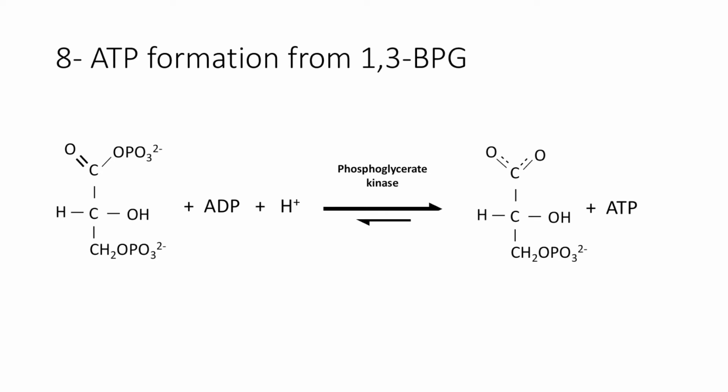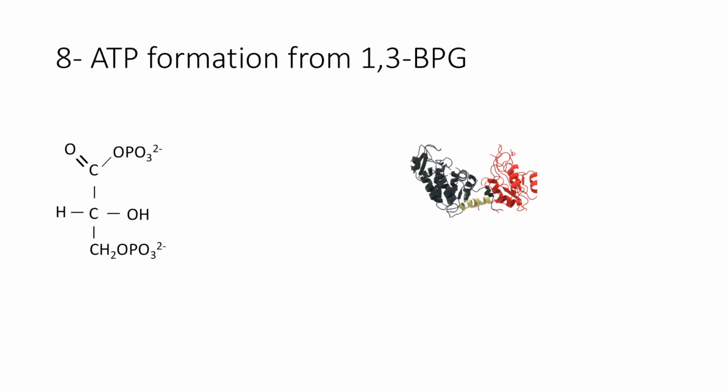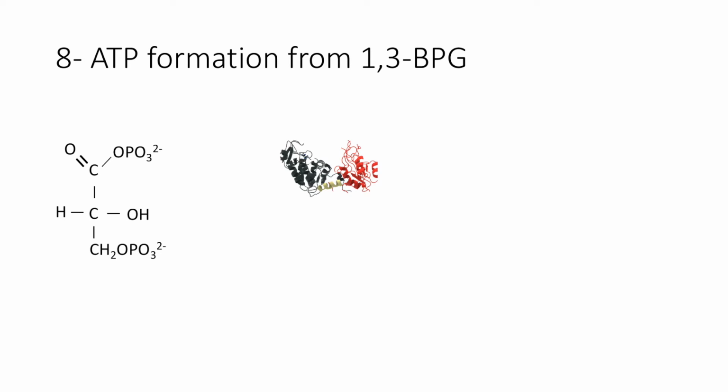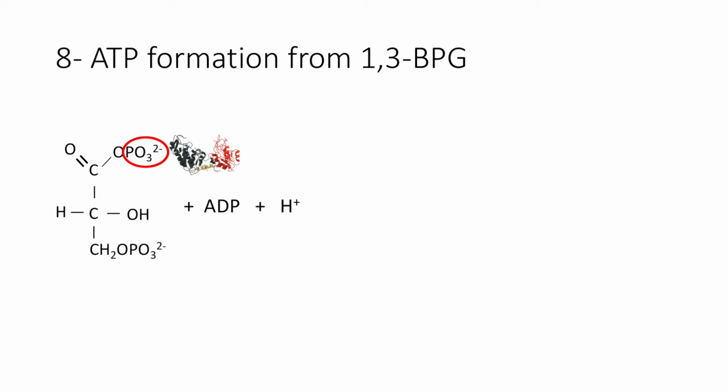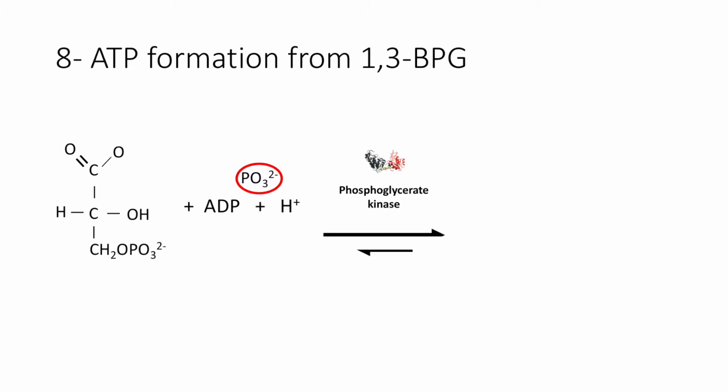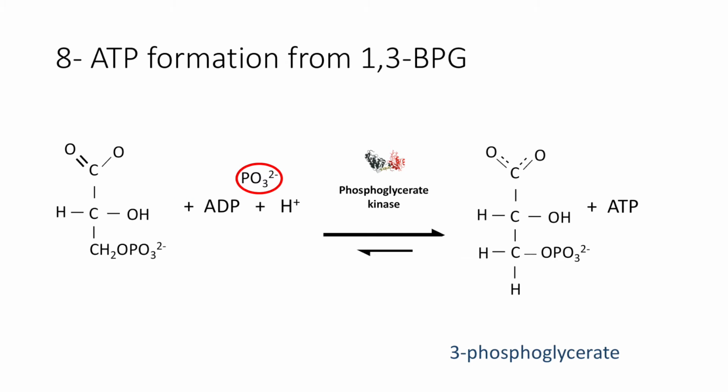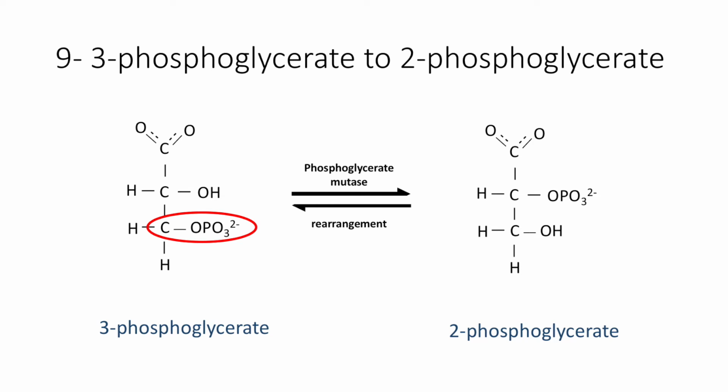ATP is formed from 1,3-bisphosphoglycerate. This is done through use of the enzyme phosphoglycerate kinase. It dephosphorylates the 1,3-bisphosphoglycerate molecules and attaches the phosphate to ADP, resulting in the formation of ATP and 3-phosphoglycerate. Next, the 3-phosphoglycerate molecules are converted to 2-phosphoglycerate with phosphoglycerate mutase to rearrange the molecules of 3-phosphoglycerate.